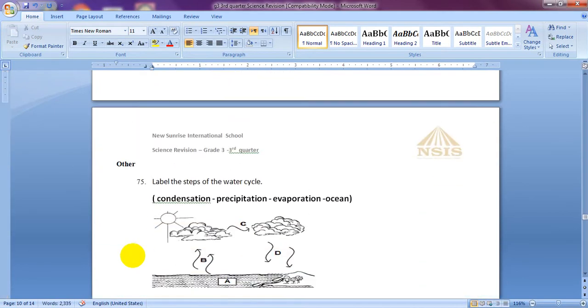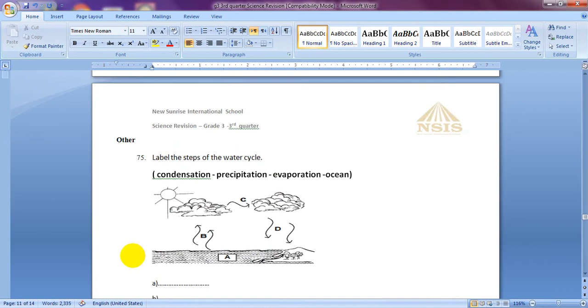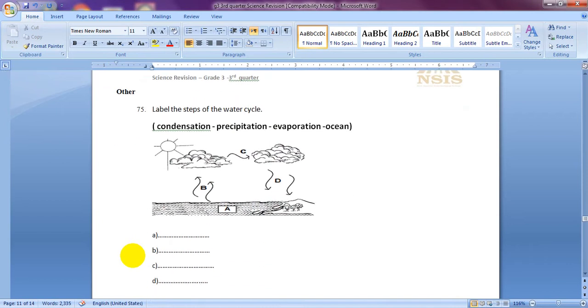Now let's move to the next page, page number 11, question number 75. Here you have a figure for the water cycle, and you already have the words between two brackets. You need to label each word from these or each process or step with the suitable letter here. The words are condensation, precipitation, evaporation, ocean.